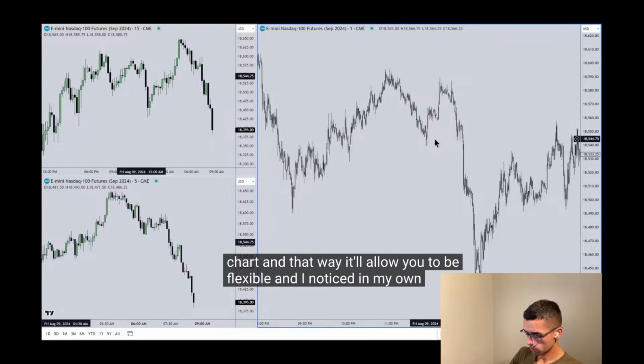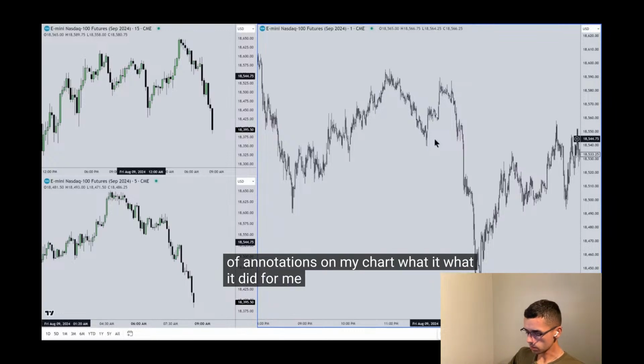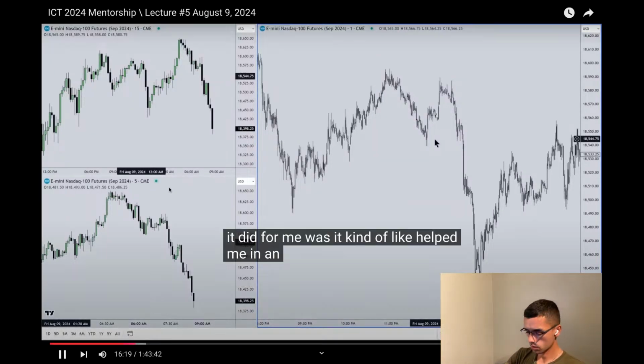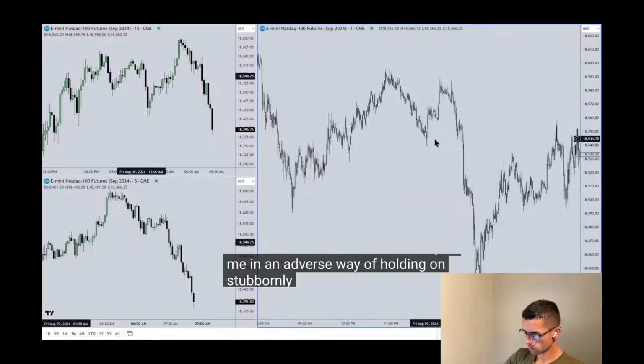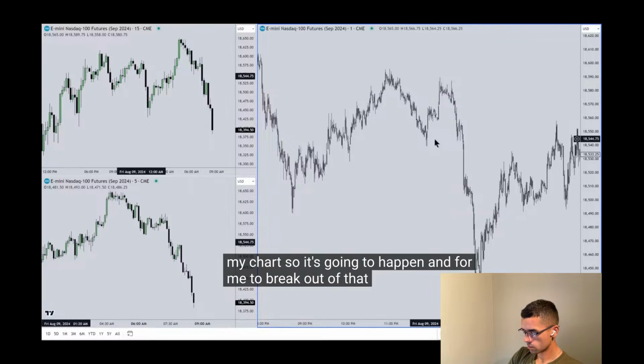And I noticed in my own development, when I would sense that the market was probably in trouble and not going to be continuously moving where I wanted it to go, when I had all these types of annotations on my chart, what it did for me was it helped me in an adverse way of holding on stubbornly and saying, no, I'm imposing my will. It's going to do this because I have these lines and things annotated on my chart. So it's going to happen. And for me to break out of that, I had to force myself eventually. It didn't happen fast, but I had to move away from having annotations at all on my chart. And then I became a lot more flexible.